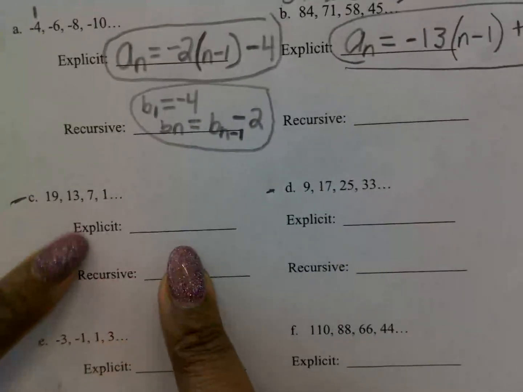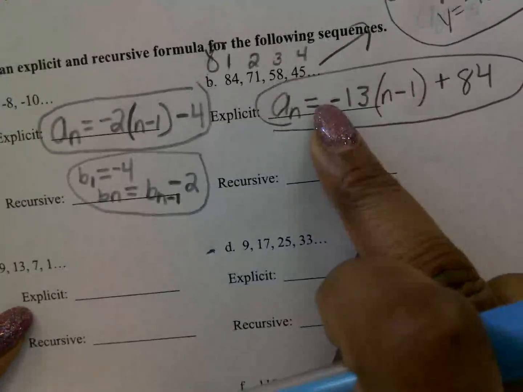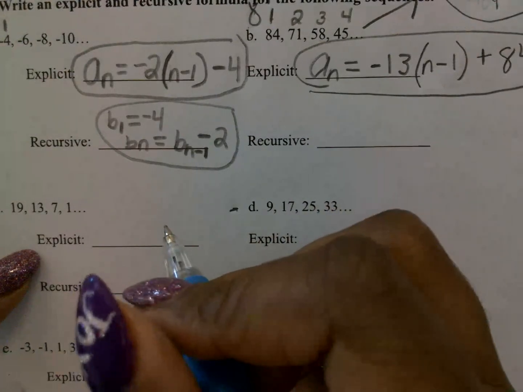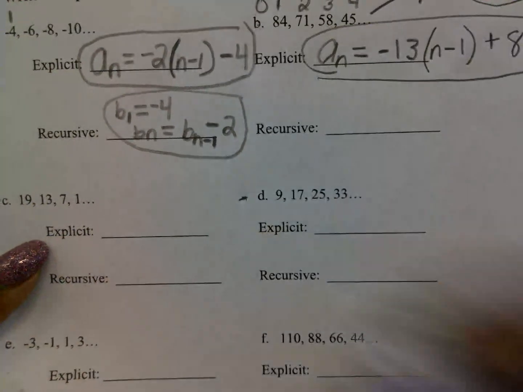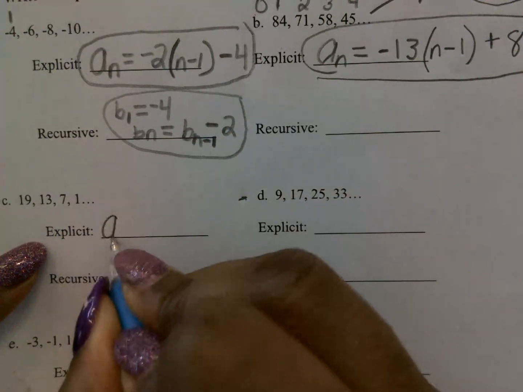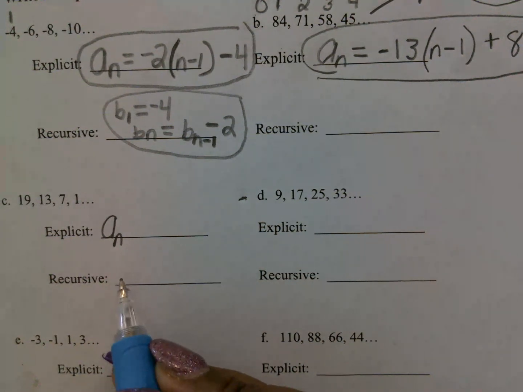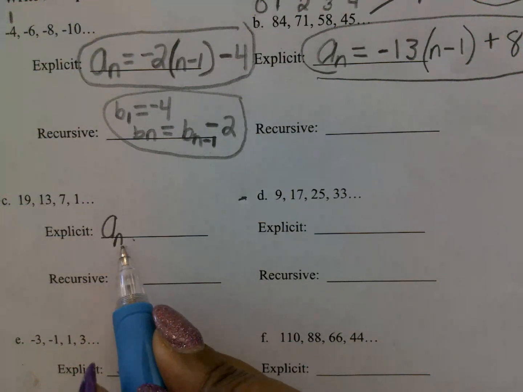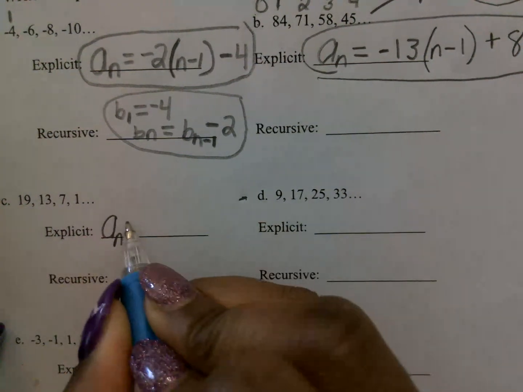Letter C. All right, so we can do this two different ways. The first way I'm going to do is like this, and then I'm going to do slope-intercept form. You could do either one. Let's do A sub n, or T sub n, it doesn't matter what letter you use. I'm going to keep using A sub n. This A sub n is not an "A" like an apple. It is a subscript. It's a little bitty n. Is equal to.